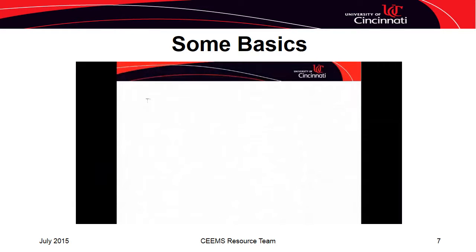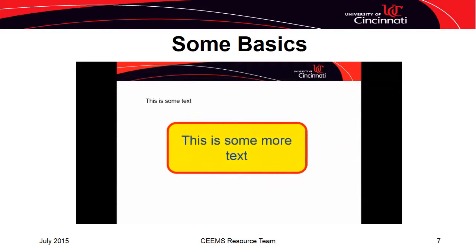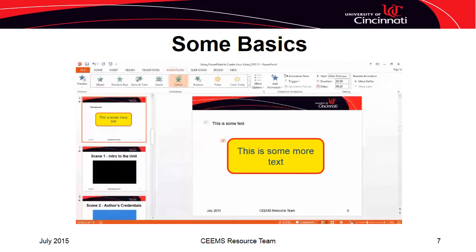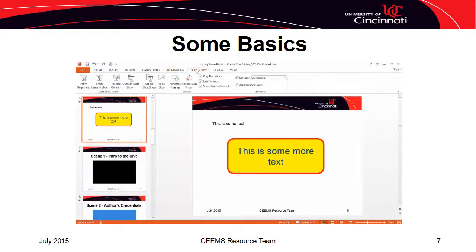There's the transition. There's the introduction of the text, and there's the animation of the box. The last tab we want to look at is the slideshow. The slideshow tab contains the record slideshow option, which is used to add a voiceover to the slide.